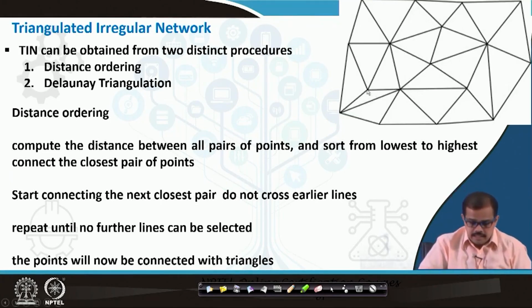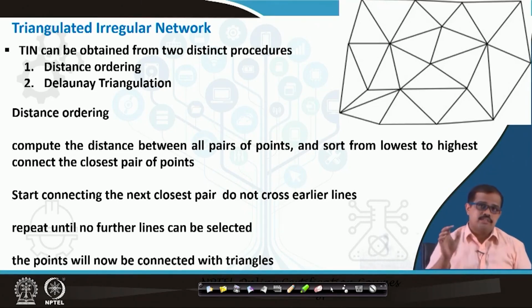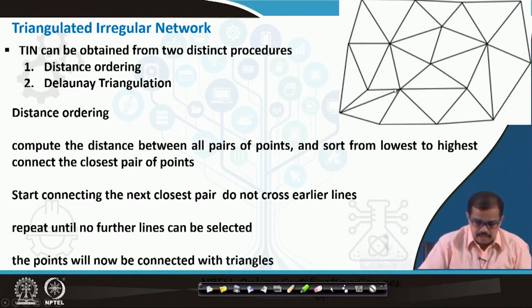So I will start connecting the closest pair of points. First I will connect this. This is assumed to be the second lowest, and once we have done this, we will connect these two different nodes. Then start connecting the closest pair that do not cross earlier lines. The only thing you should remember is that in this kind of network the lines should not cross each other. So we will connect this, then connect these two so that it does not cross.